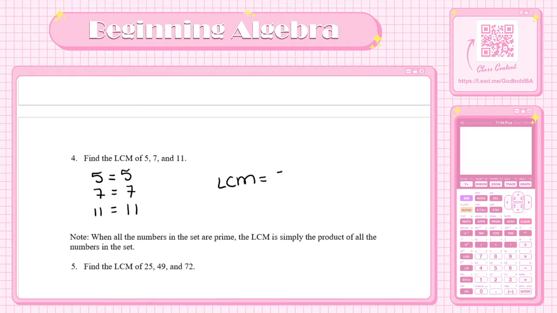The least common multiple needs to contain 5s, 7s, and 11s. I have at most 1 5, at most 1 7, and at most 1 11. So it's just 5 times 7 times 11, or 385. So this is another unique case in the fact that all three of those numbers were prime. If all the numbers you're looking at are prime, their least common multiple is just the product of them. Okay. All right, let's look at another one.